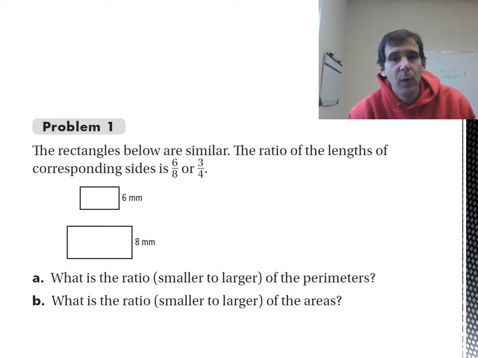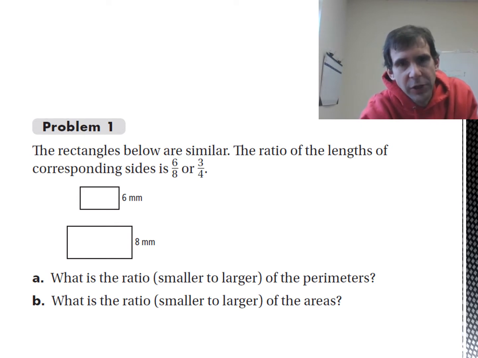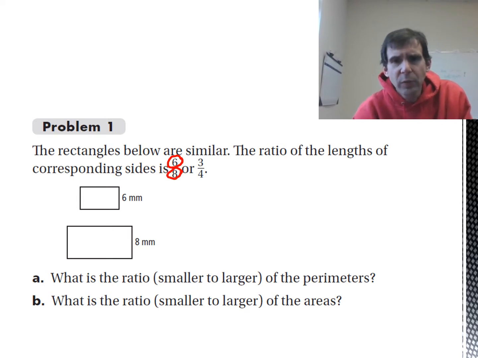The rectangles below are similar. The ratio of the lengths of the corresponding sides is 6 to 8, which reduces down to 3/4. I kind of did that work for you here. So what is the ratio, smaller to larger, of the perimeters? They didn't even have to say smaller to larger, because you already know the smaller rectangle goes in the numerator and the bigger rectangle in the denominator, right?